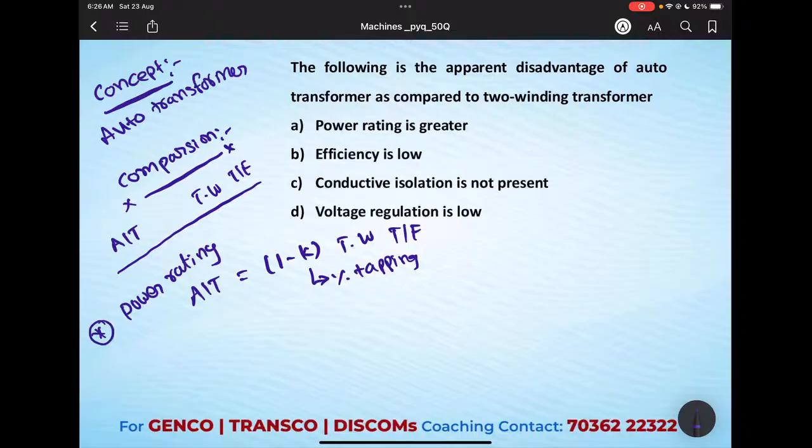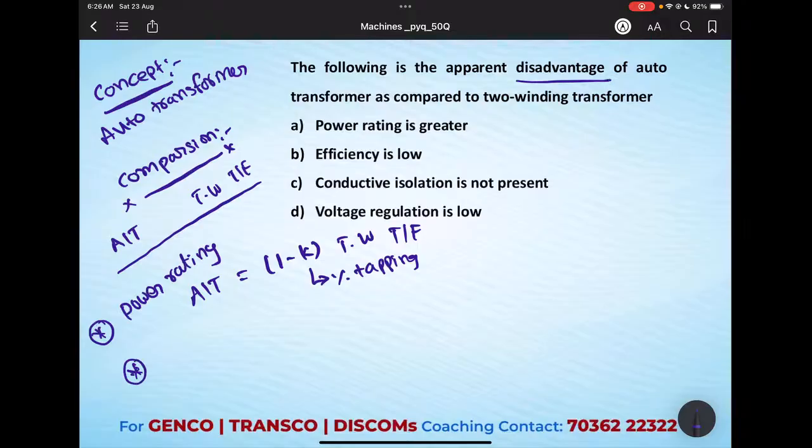What is the option given? Power rating is greater. So yeah, from this we can conclude that power rating of auto transformer is greater than the two winding transformer. That first option is satisfying, but this is advantage only. They are asking about disadvantage.